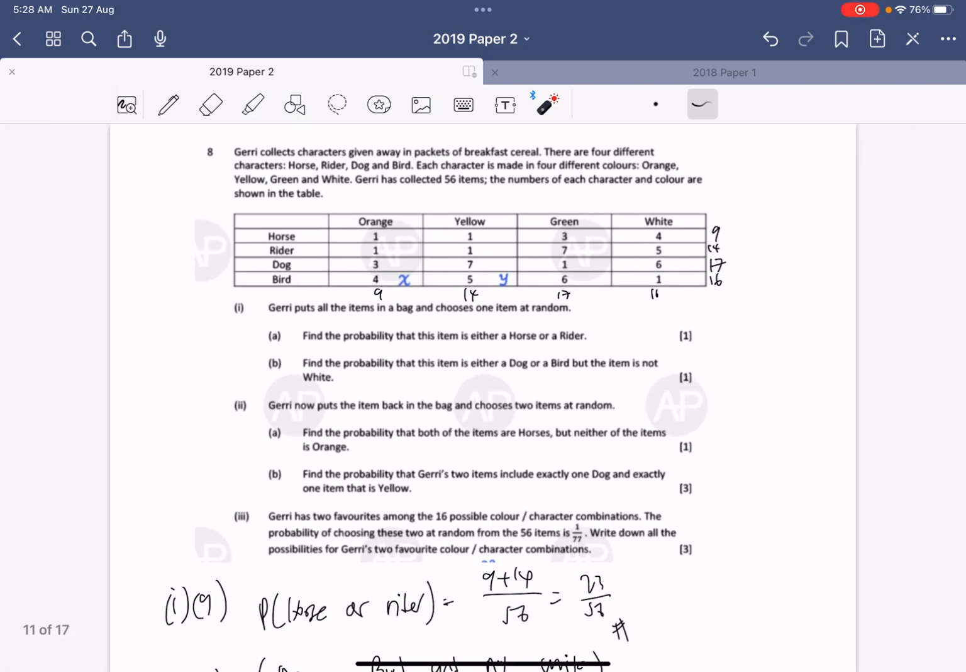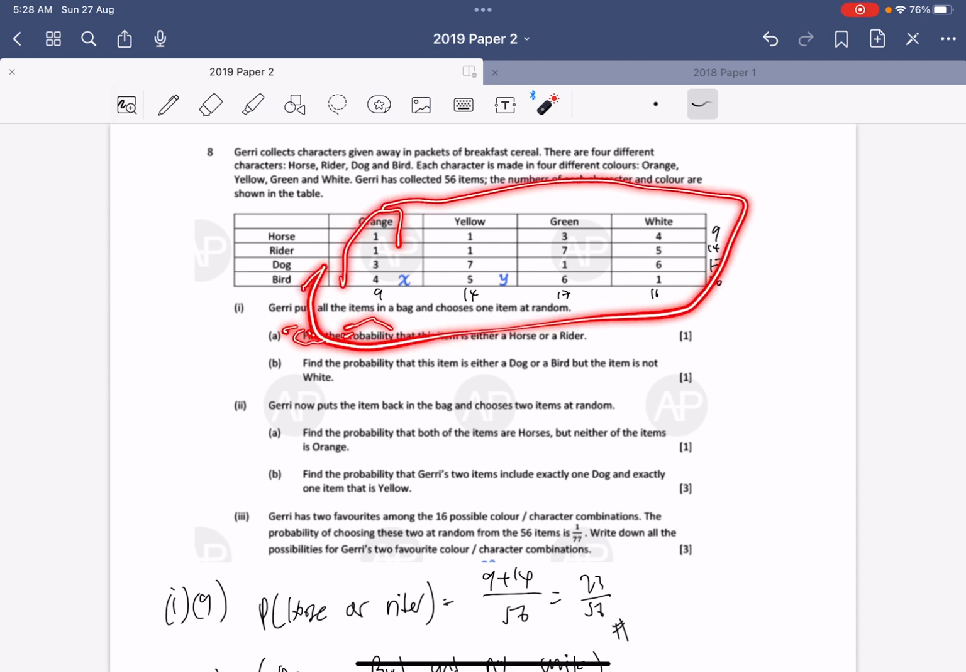Moving on, for question 8, it is again a probability question. It is a very basic probability question, where it gives you the information and you're supposed to find the probability using the information. They say that Jerry puts all the items in a bag. So these are your items. You have a bag with these items.